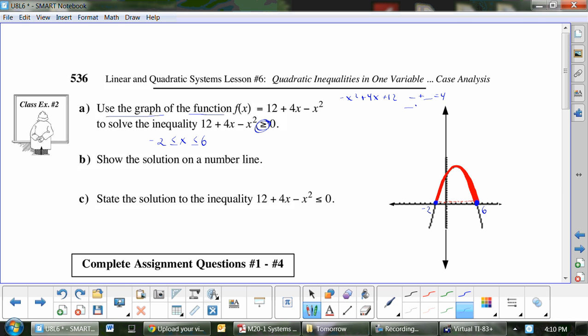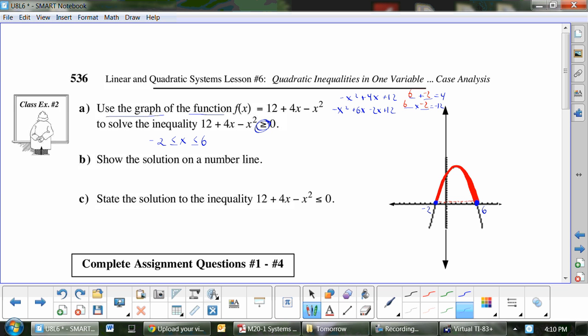And what times what is equal to negative 12? Okay, so then we say, well, what plus what is equal to 4, times what is negative 12? So that's positive 6 plus negative 2 is equal to 4, and positive 6 times negative 2 is equal to negative 12. So we go negative x squared plus 6x minus 2x plus 12.